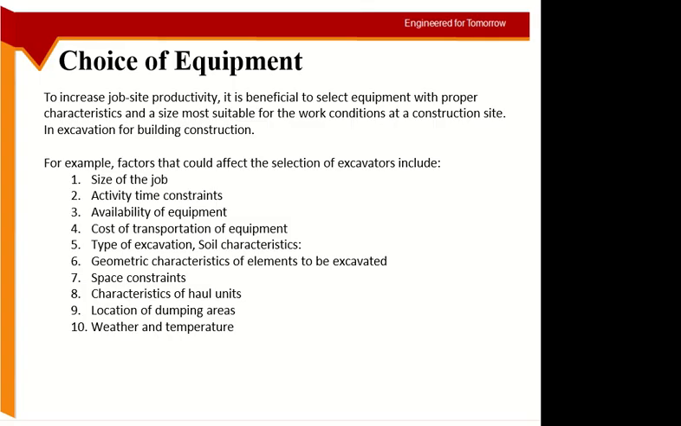This one is for an excavator. For an excavator, you will look at the size of the job, meaning the total amount of material to be excavated. If the total amount of excavation material is higher, you will go for a bigger excavator, and vice versa. Activity time constraints: in some cases, you may have a small quantity of material, but you have to finish it fast. In that case, you may go for a bigger excavator even for small quantities because you want to finish it fast.